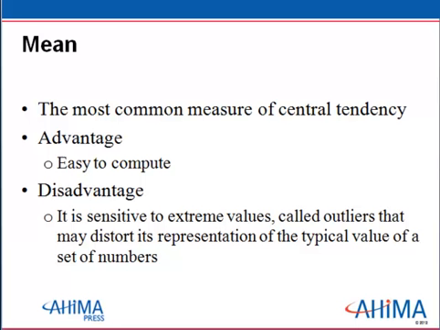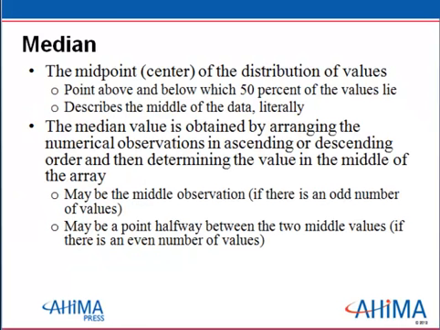The mean is the most common measure of central tendency. One of its advantages is that it's very easy to compute. It is used as the basis for a large proportion of statistical testing. A disadvantage of the mean is that it is sensitive to extreme values, or what we call outliers, that may really distort the representation of central tendency.